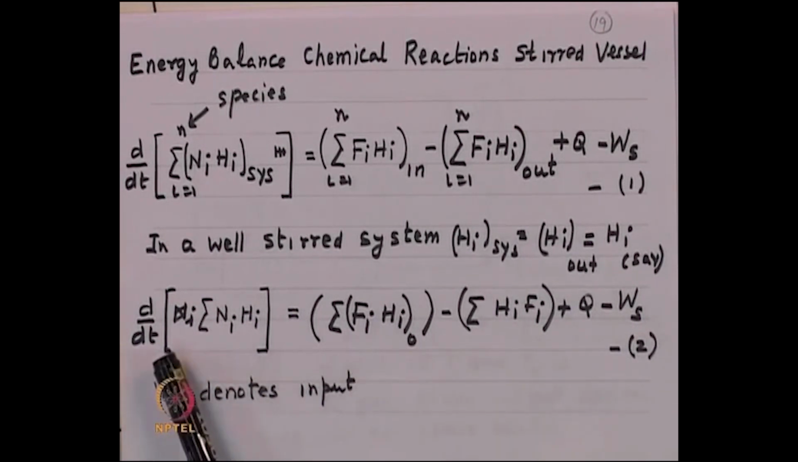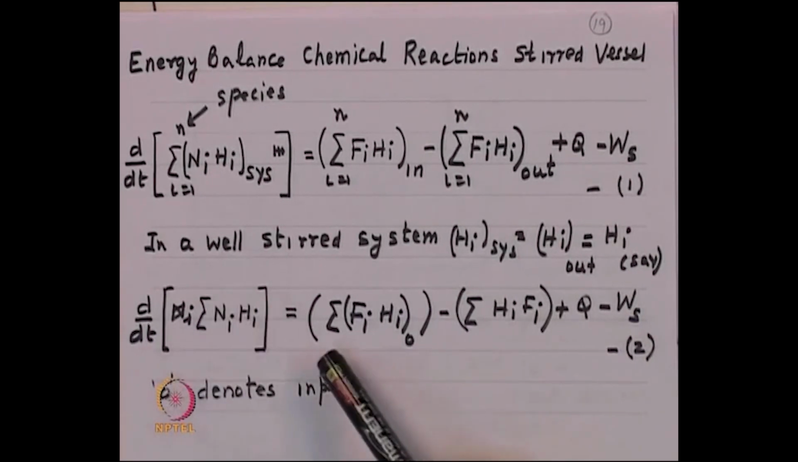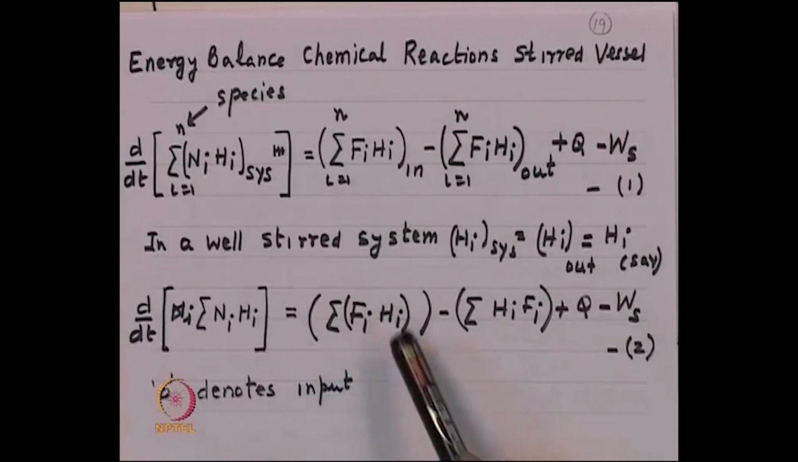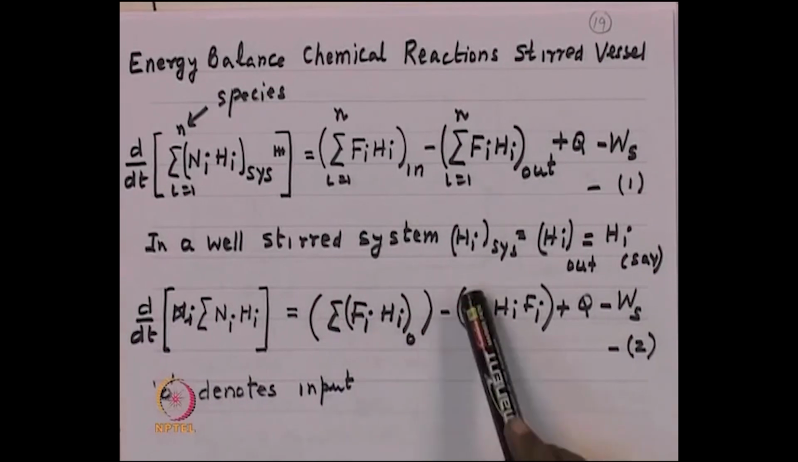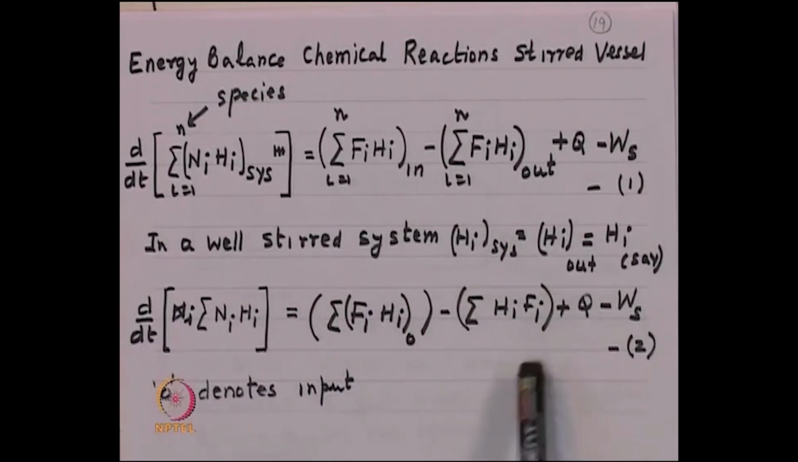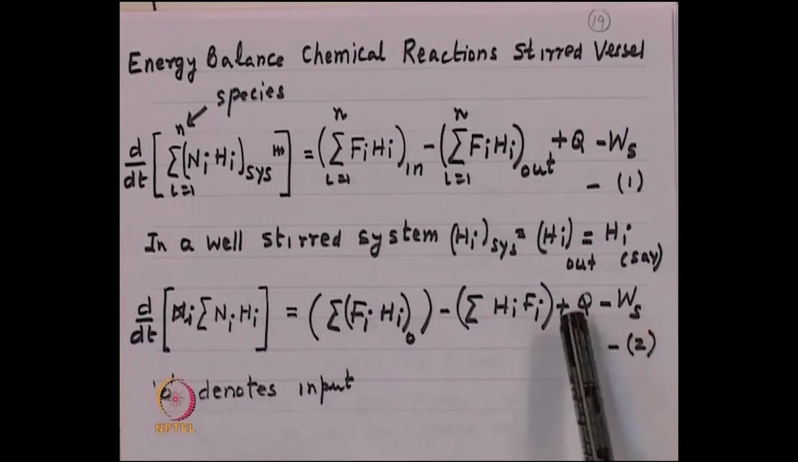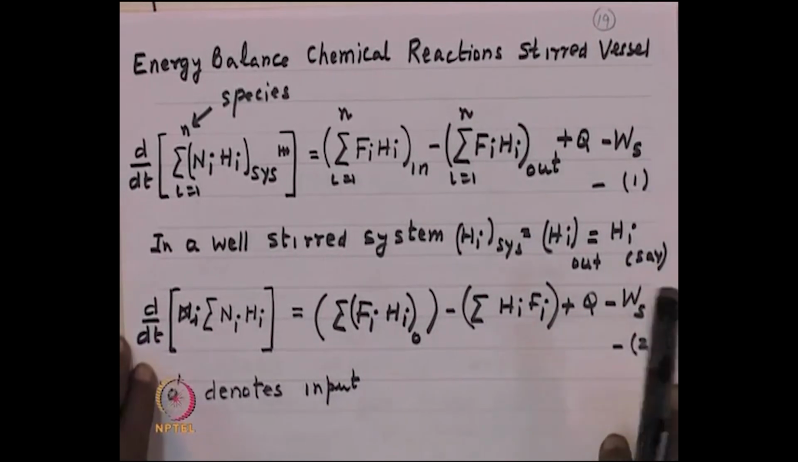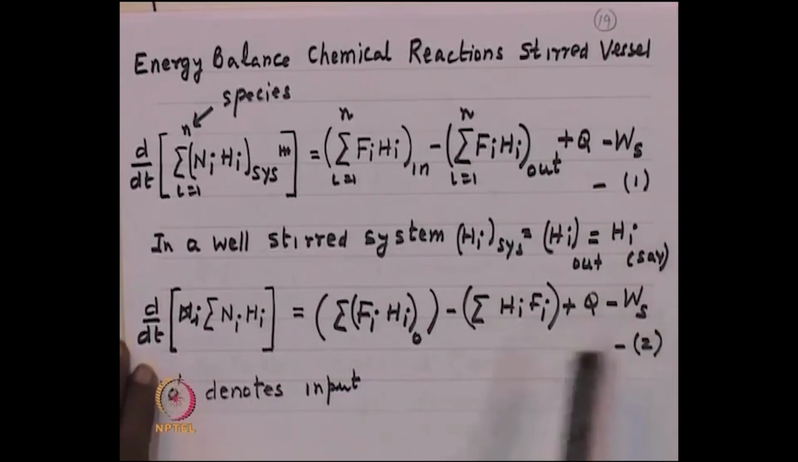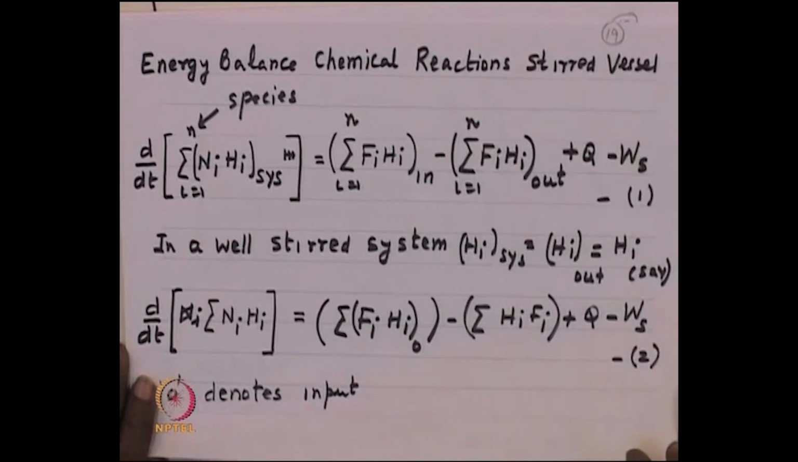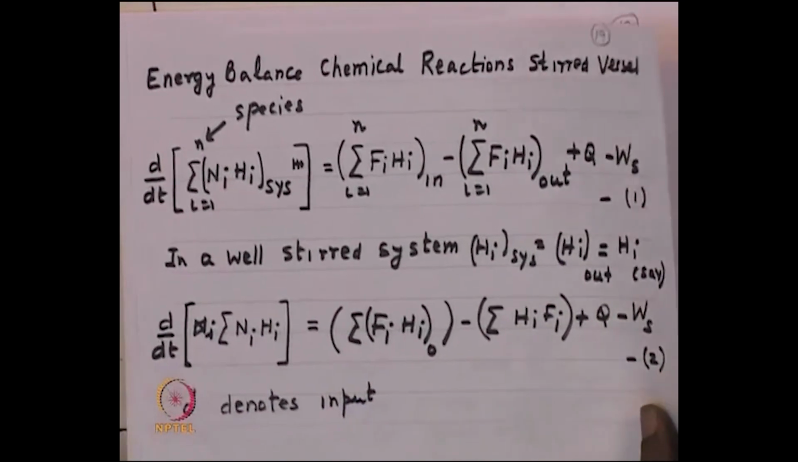Okay. So, this is a statement of energy balance: d by dt of sigma N I H I summed over all species equals sigma F I 0 H I 0 at the inlet minus sigma F I H I at the outlet, no subscript, plus Q minus W s. Now, our interest is to be able to put this whole equation in a form that we can use for our reacting systems. Let us see how to do this.